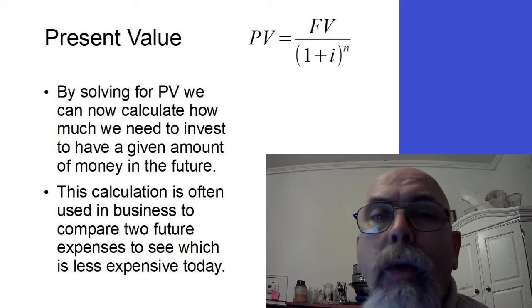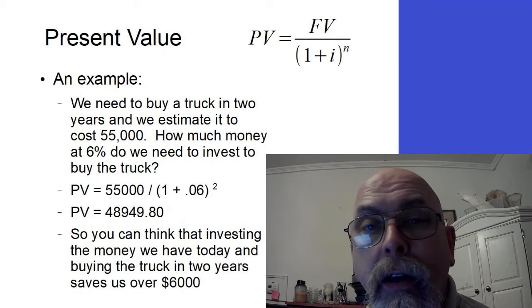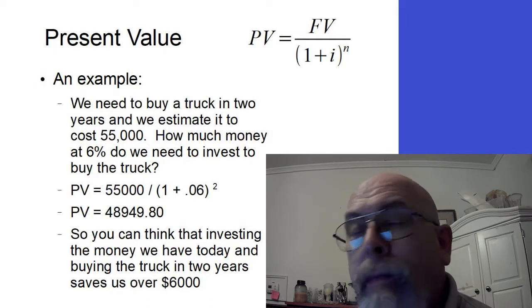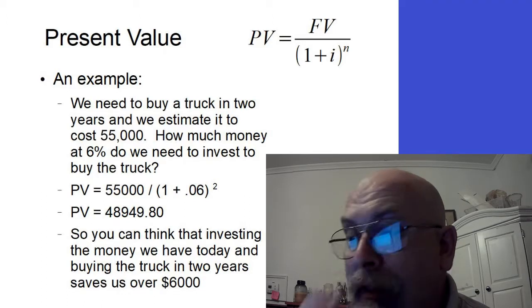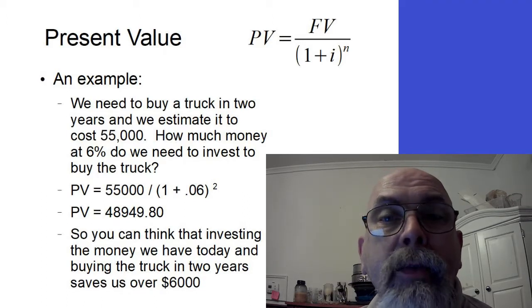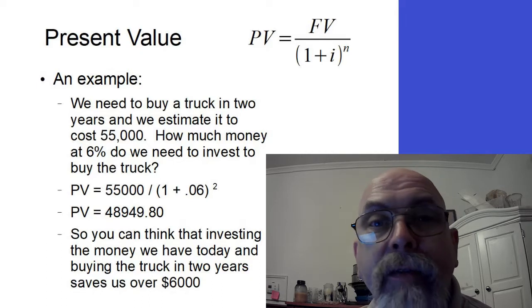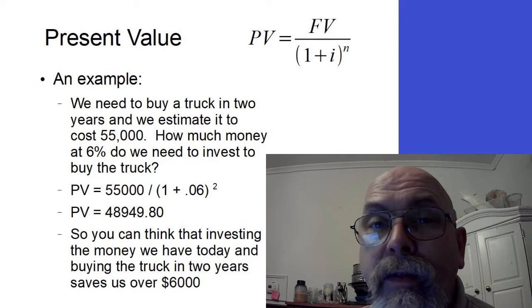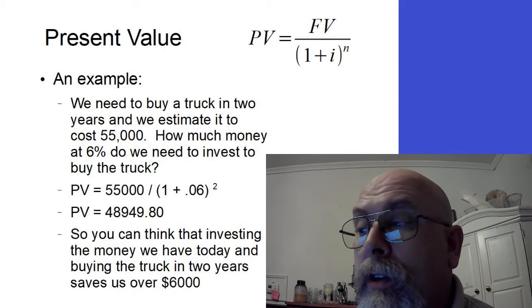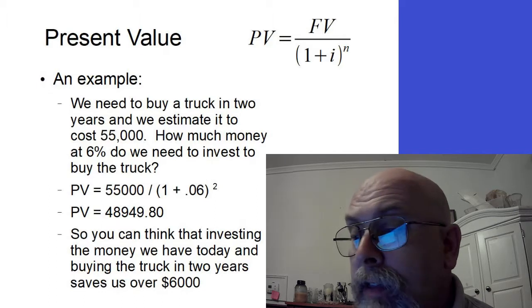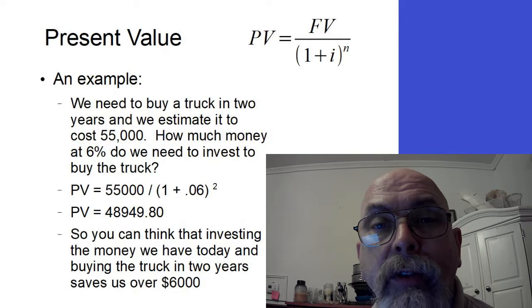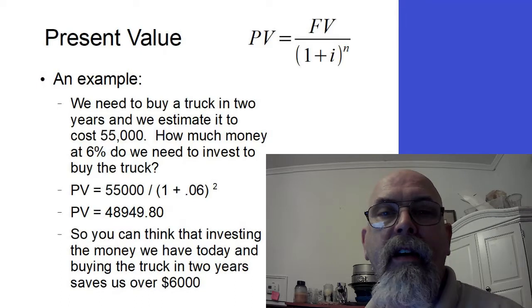For instance, we want to buy a truck 2 years out, and we expect it to cost $55,000. We've got a lump of money today that we can invest at 6%. How much of that money do we need to invest at 6% to have the money, $55,000, in 2 years? Well, by using the present value formula, which is future value divided by 1 plus i to the n, we come up that we only need almost $49,000 to deposit today at 6% to pay for the complete truck.